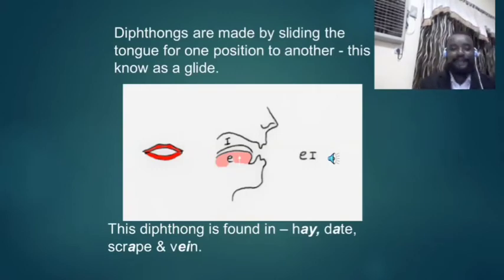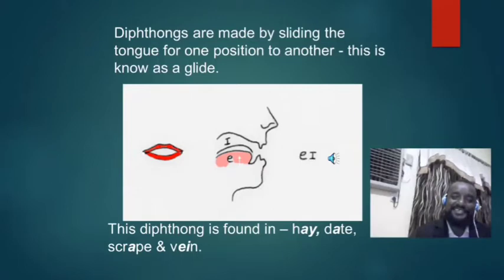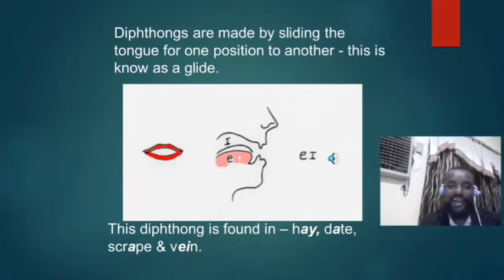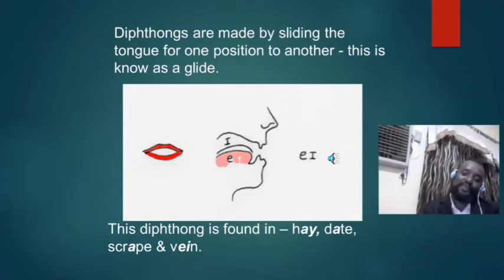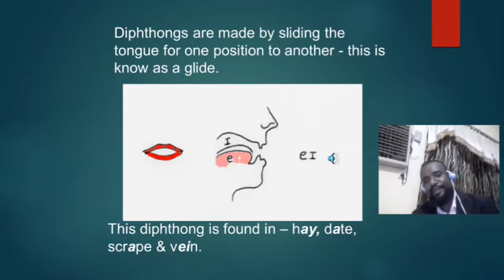Let us move to another one. Diphthongs are made by sliding the tongue from one position to another, and this is known as a glide. So for example, is it A or I, students?